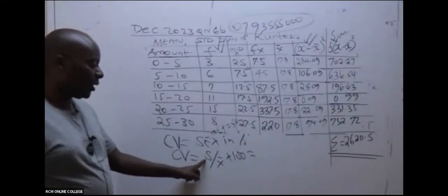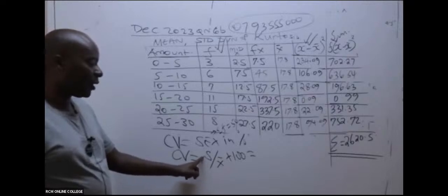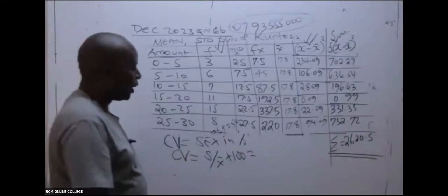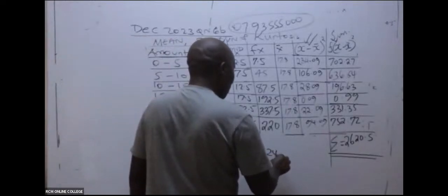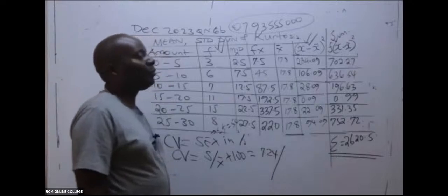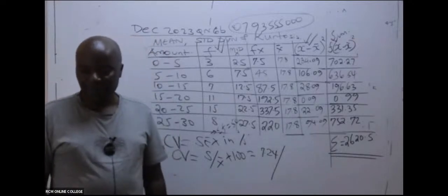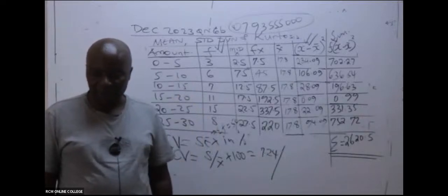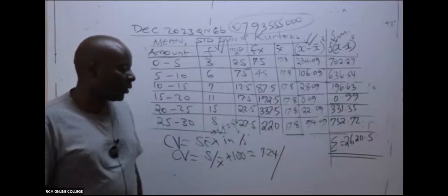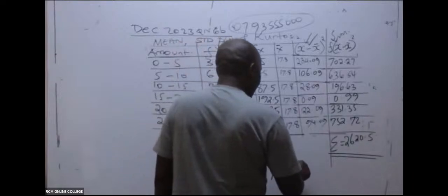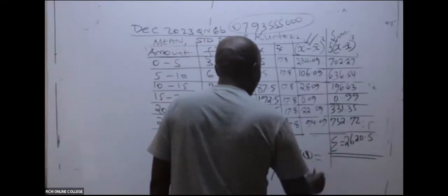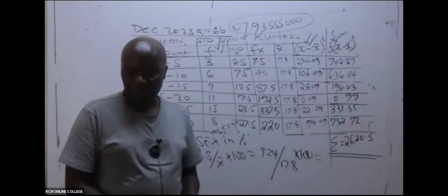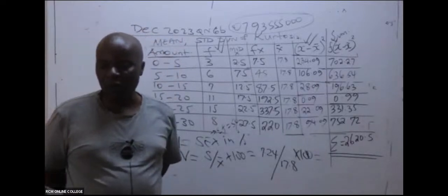S is standard deviation. Do we have the standard deviation? Oh, yes, it is 7.24. Do we have X bar? Is there somebody who is able to remember X bar, the mean? Somebody talked to me this morning. 17.8. So 7.24 divided by 17.8 times 100, which in this case will end up giving us what percentage?